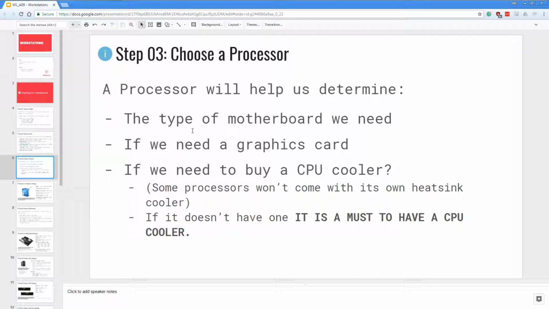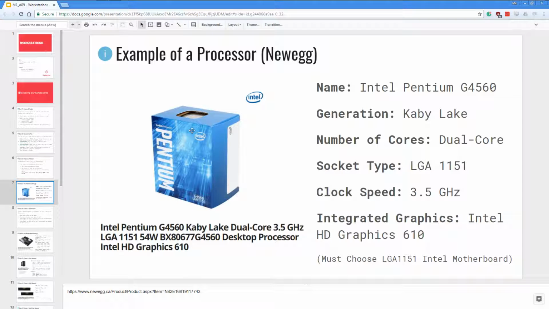Some processors won't come with their own heatsink, so if it doesn't have one, it is a must to have a CPU cooler. Sometimes it is even recommended that you don't use the one that comes with the processor, and that you buy a CPU cooler that is better than the one that comes with the CPU. So for example, we have this Intel Pentium G4560 processor, and if you look at the title, it looks very daunting and scary. So let's separate that into its important parts.